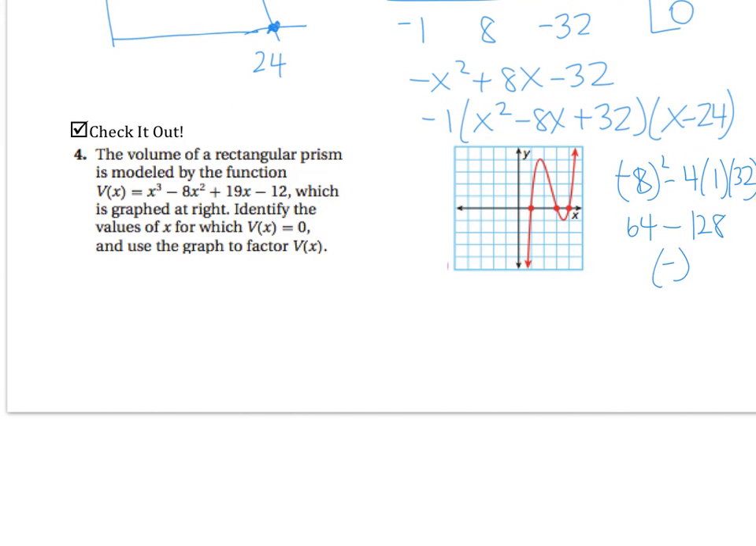Okay, so this graph's already done for you. So what points do I have there? I have 1, 3, and 4. So since they already gave me the factors, or the values when it's 0, you would just write it as x minus a.